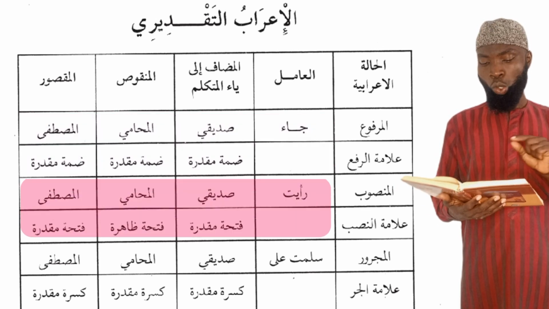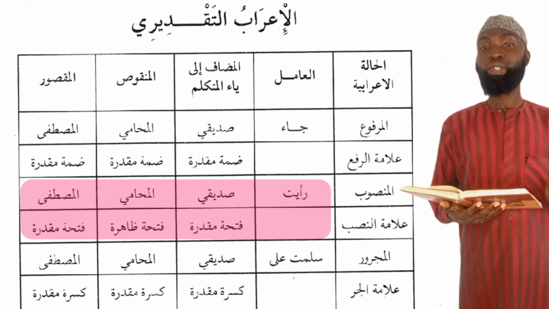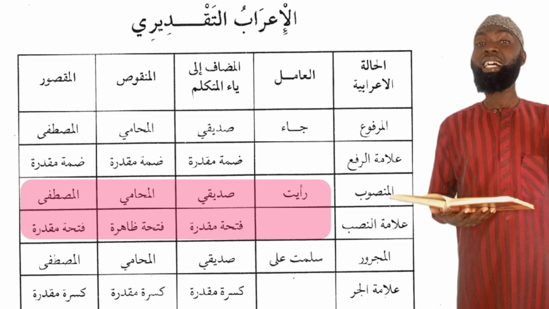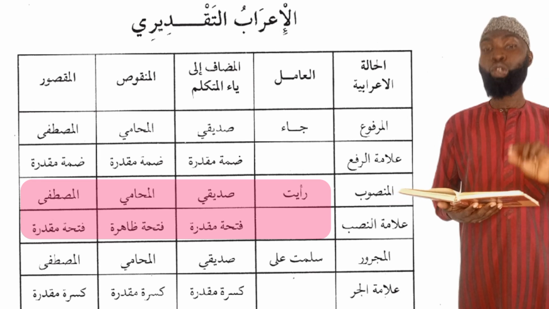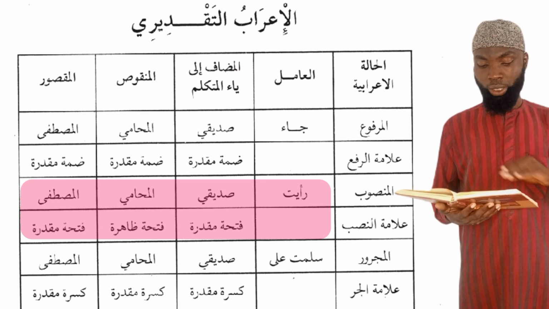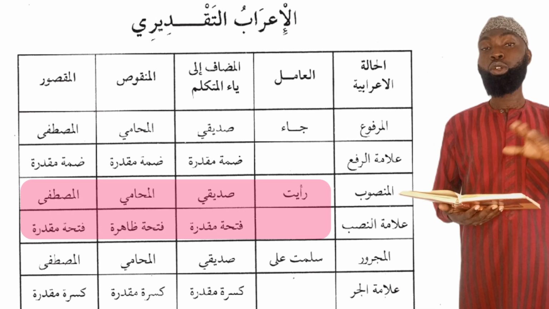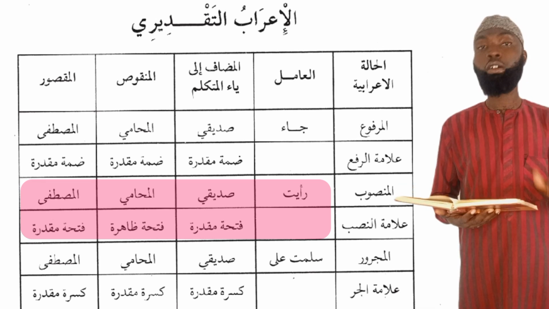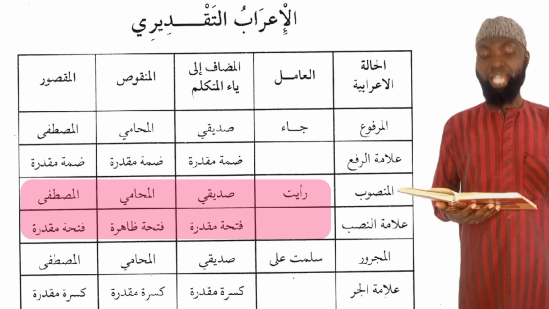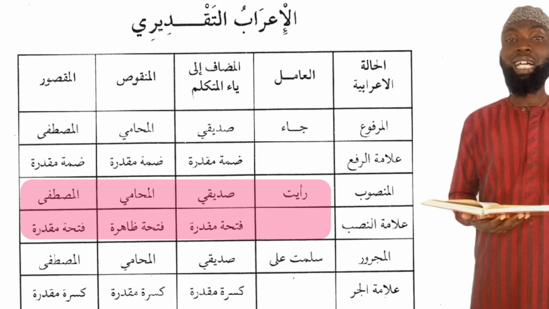Under Al-Mansub, we have Ra'aytu Sadiqi. I saw my friend. So we have Ra'aytu Sadiqiya. It will have the fatha there. So you say fathatun muqaddara. It has a fatha which is what? Hidden. The fatha will not show. It is fathatun muqaddara, a fatha which is also hidden. So here we have Al-Muhamiya. This one, it will have fathatun dhahira, a plain fatha which shows.